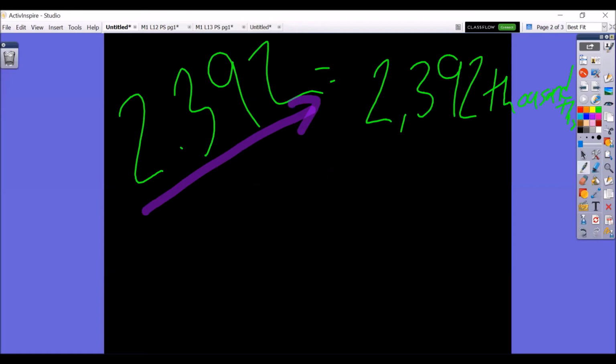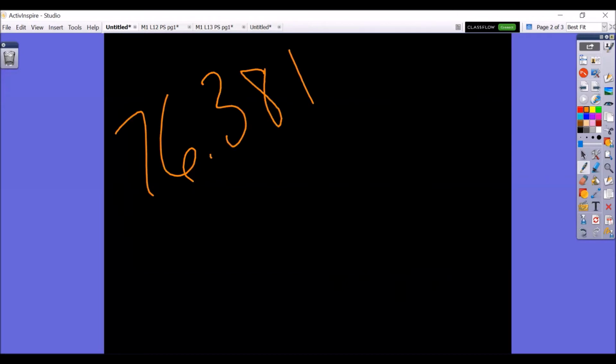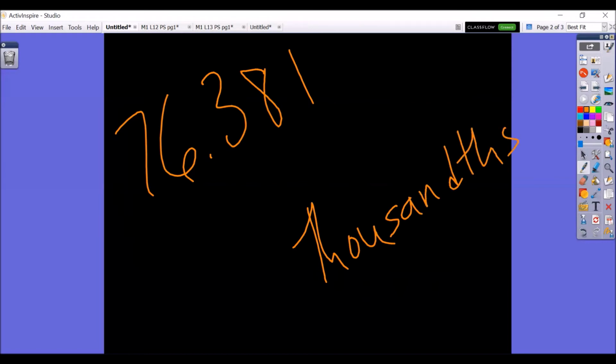All right. So let's try that one more time where we're going to decompose it all the way to the smallest unit. This time let's do 76 and 381 thousandths. So again, I would like to represent it in the smallest unit in unit form. This time I'm not going to give you the highlighter, so I'd like you to think about it. So yeah, if we decompose it all the way down to the thousandths, we should have 76,381 thousandths.